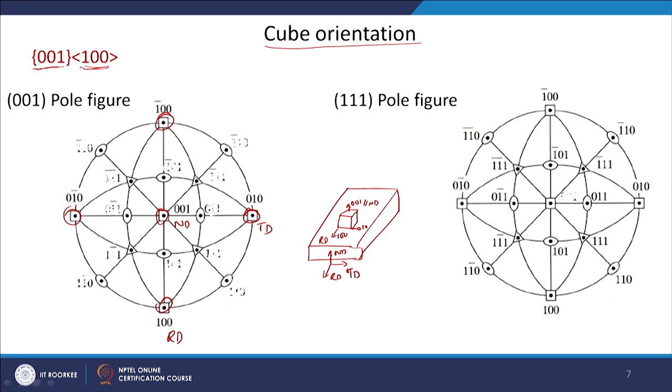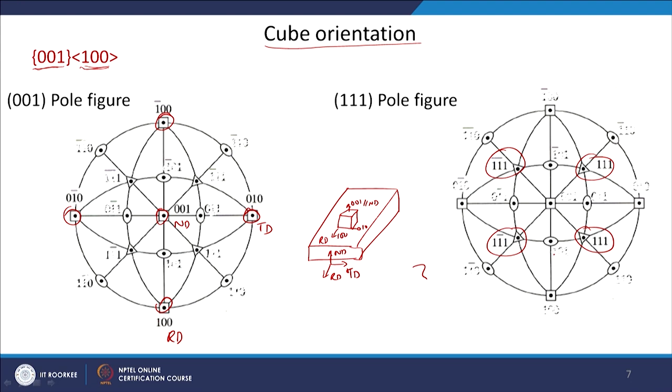For the same grain orientation, if I am plotting the 111 pole figure, then all my other poles will go. So now I won't be able to see this one, obviously. This one will go, this one will go. So if it is a cube orientation, that means this 001100, and I plot the 111 pole figure, I will be able to see only these poles. So these four poles will be visible. So only these four poles will be visible in this symmetry. So this symmetry will be very, very clear.